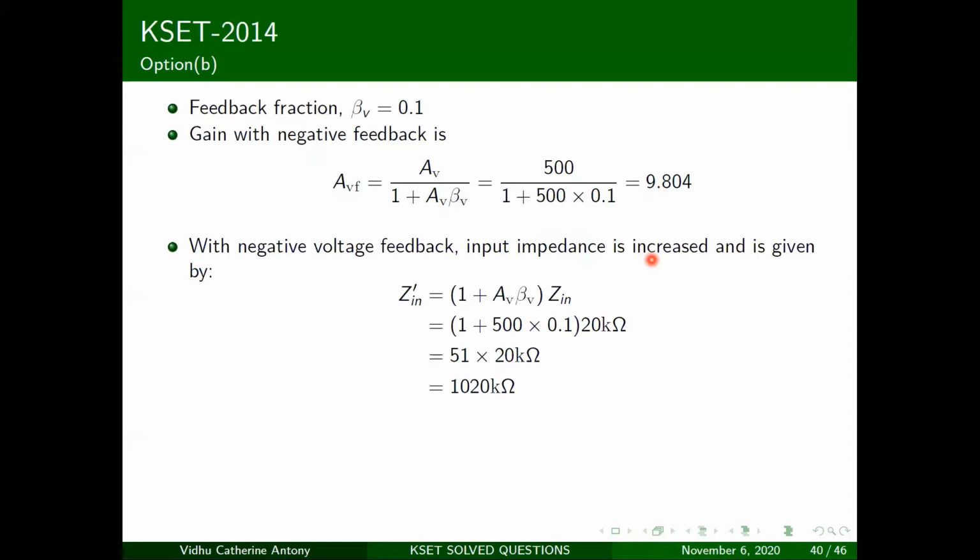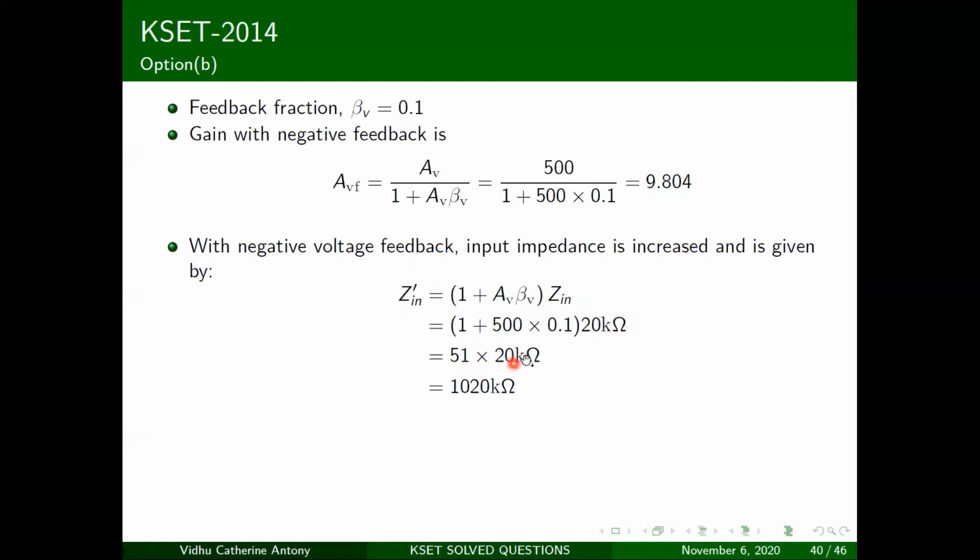How does the input impedance change when you give feedback to the circuit? With negative voltage feedback, the input impedance is increased and is given by Z in prime, which is equal to (1 plus Av beta v) into Z in. So you substitute your beta v here, you substitute your Av here, and you get Z in.